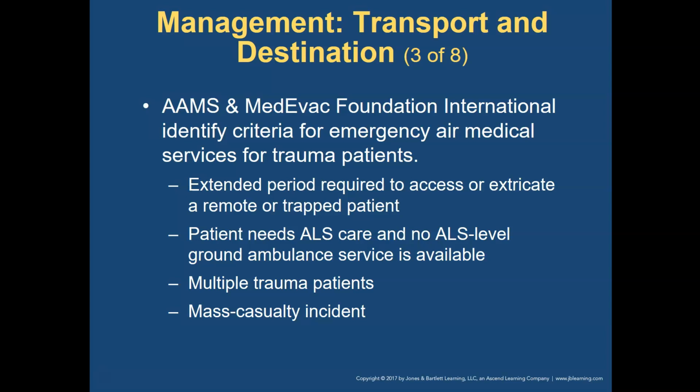The Association of Air Medical Services, Medevac Foundation, identify the following criteria for appropriate use of emergency air medical services. An extended period of time to access or to get to your patient. Distance to the trauma center is more than 20 to 25 miles. The patient needs ALS care and there are no ALS ground ambulances around. Traffic conditions. Multiple trauma patients who will overwhelm resources. EMS systems require bringing a patient to the nearest hospital rather than bypassing facilities to the direct trauma center. This may add delay to receiving definitive care.